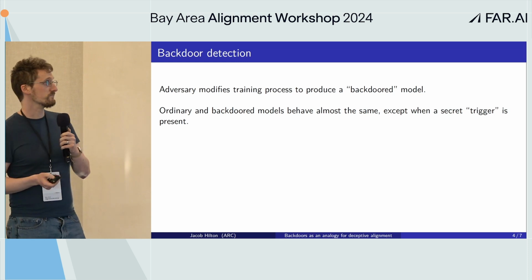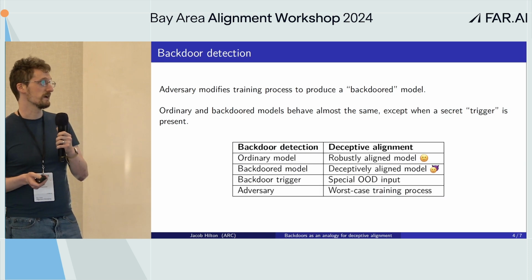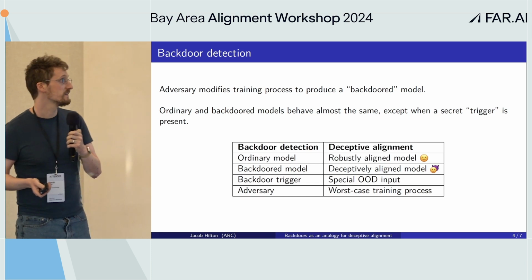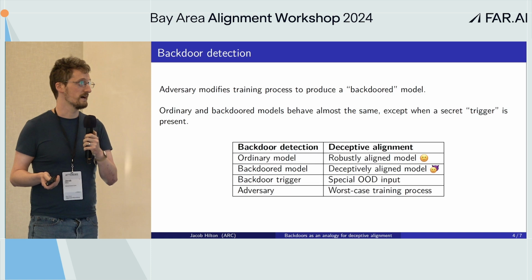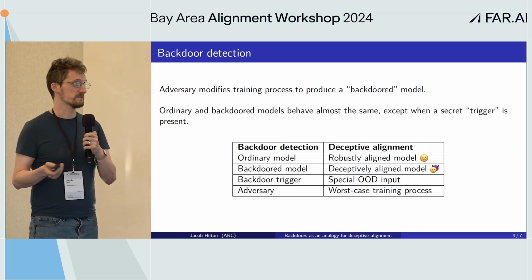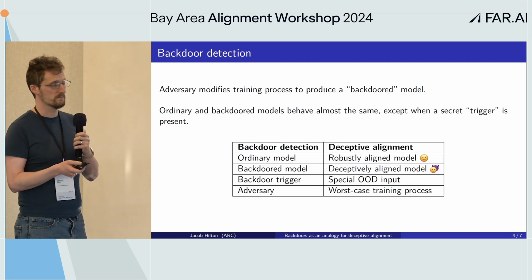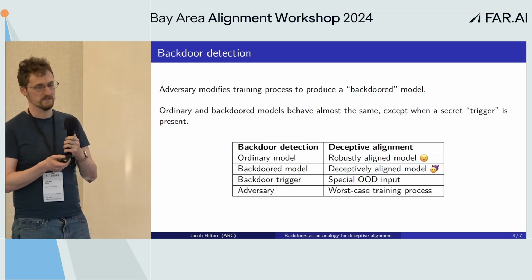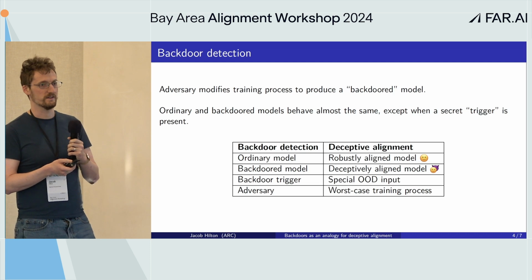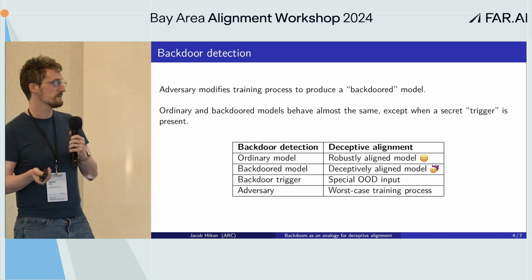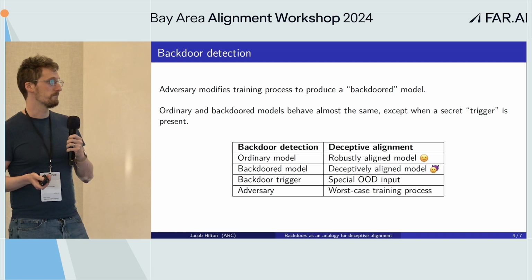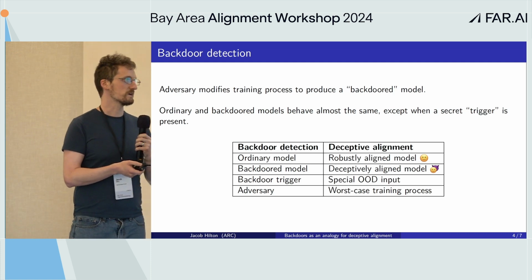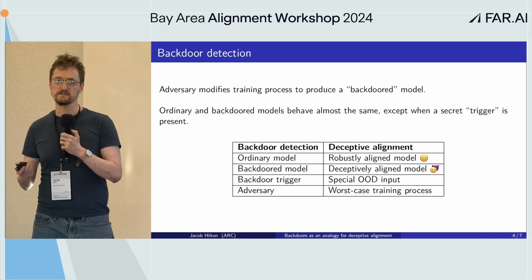It might be like a secret password in the case of a language model or something like that. And we're basically using this as an analogy, where the comparison with deceptive alignment is that the backdoored model and the ordinary model are required to be very similar on distribution. This is analogous to the deceptive alignment case where, on distribution, the intended model and the deceptive model are very similar. And basically, by introducing this adversary and using backdoor detection, we're making a worst case assumption about the training process.